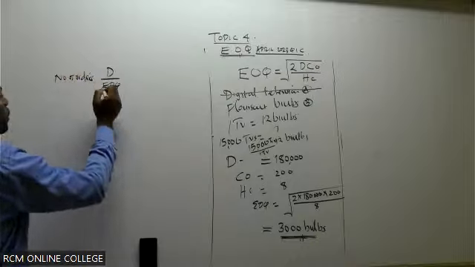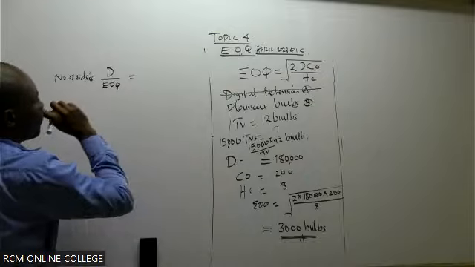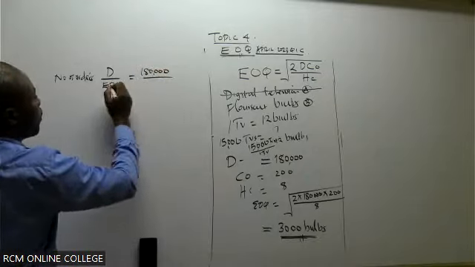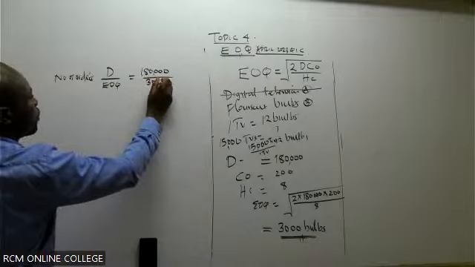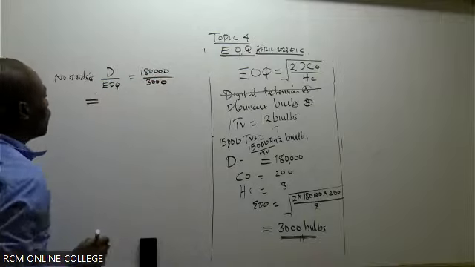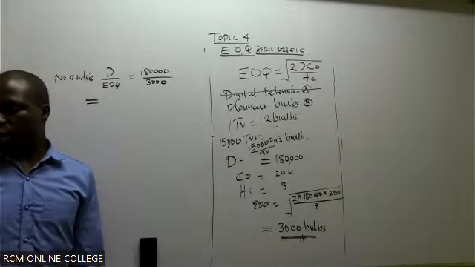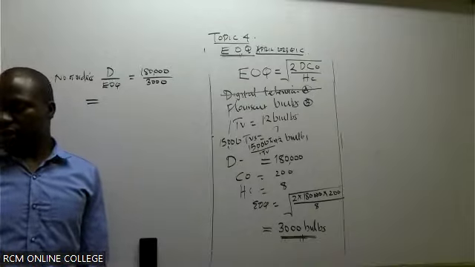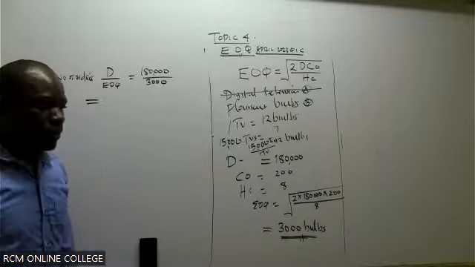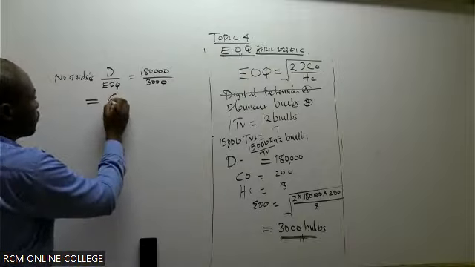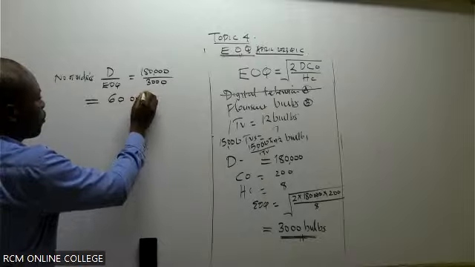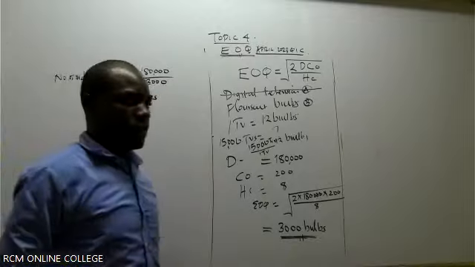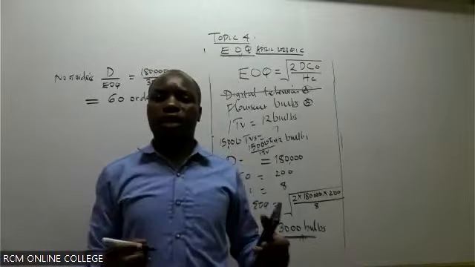Number of orders will be equivalent to demand, which is 180,000. We divide by economic order quantity, which is 3,000. So how many orders do we have there? We have 60 orders that they're supposed to make for the entire year.